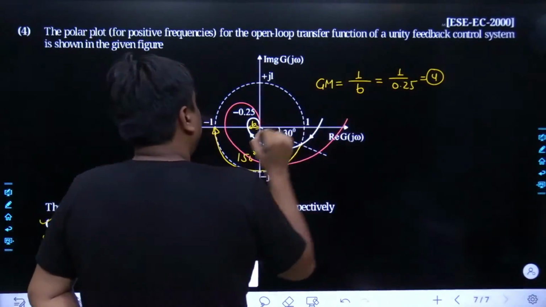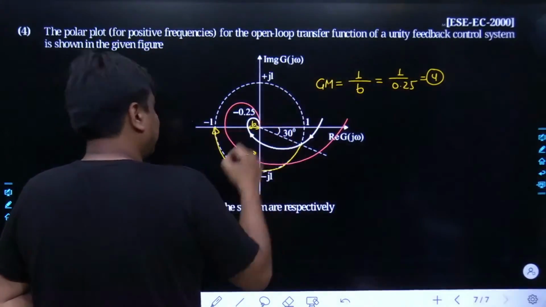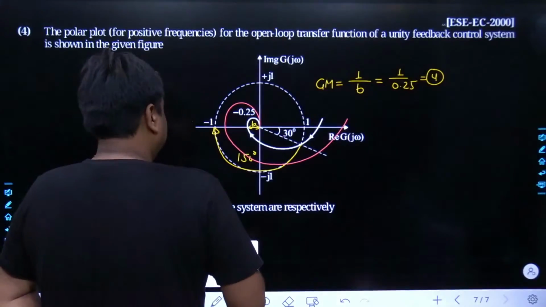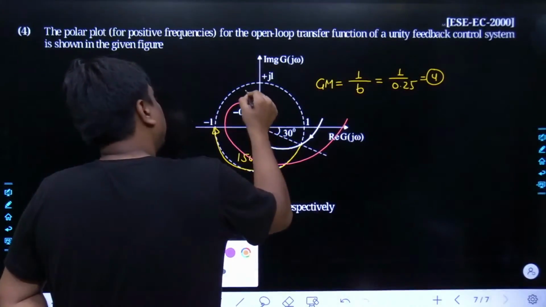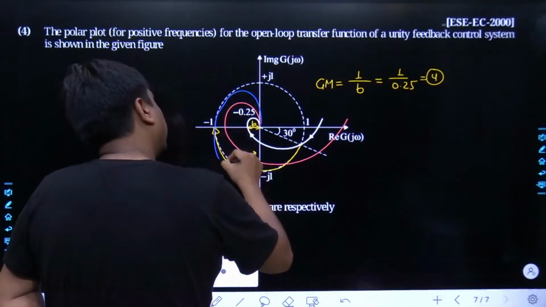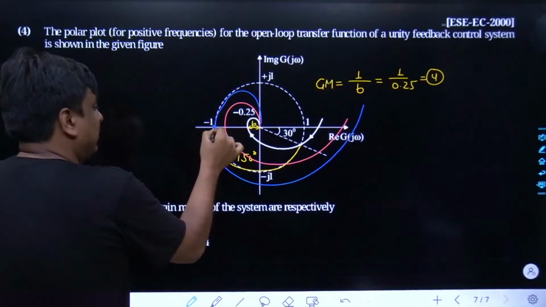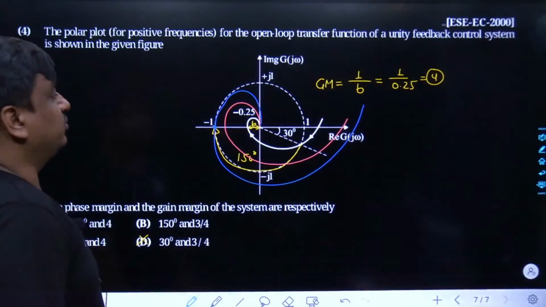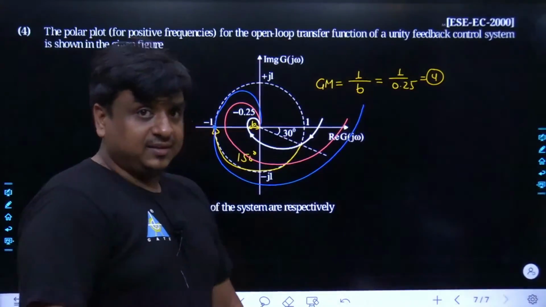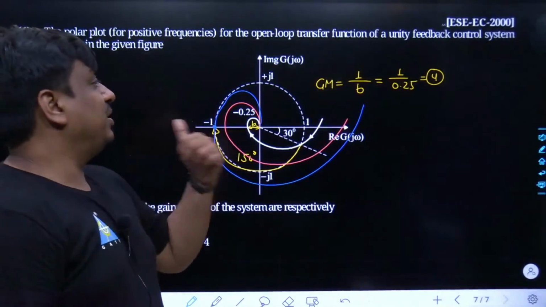Like this. And when the gain had been precisely 4, what would happen? You yourself would be able to predict this well. The curve would be like this. And if you pump gain more than this, what would happen? Now the minus 1 plus j0 would start getting encircled. And that is why the gain margin has been precisely 4.